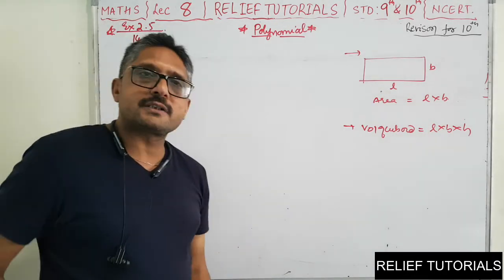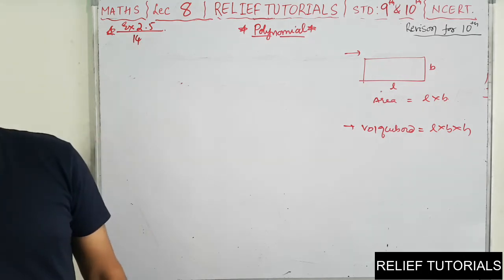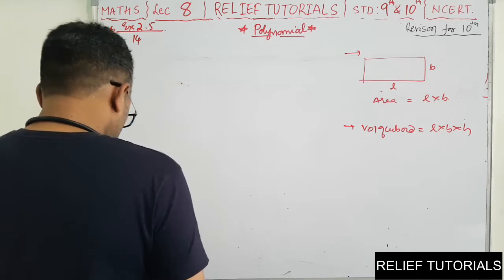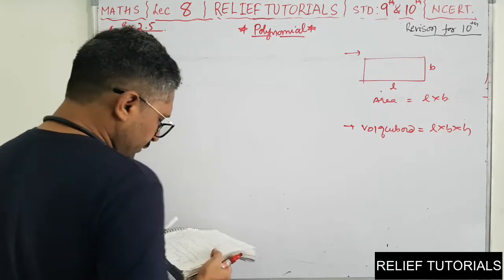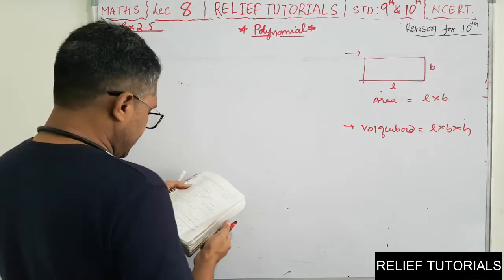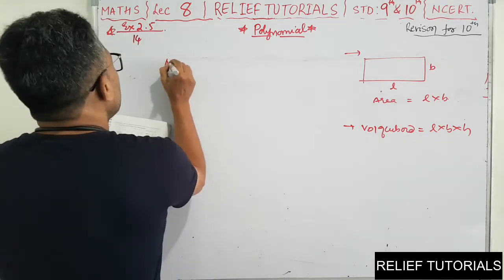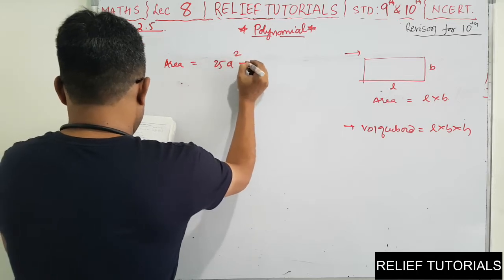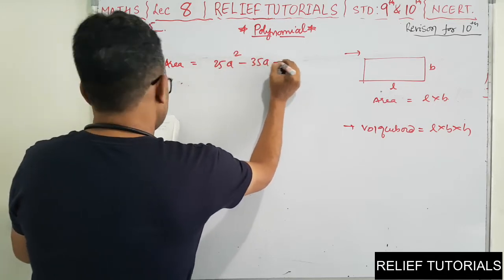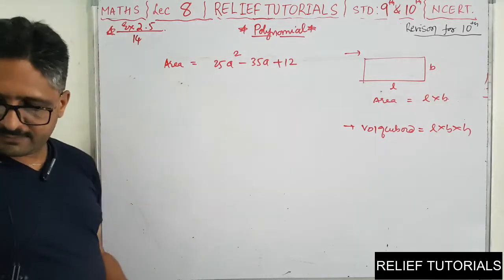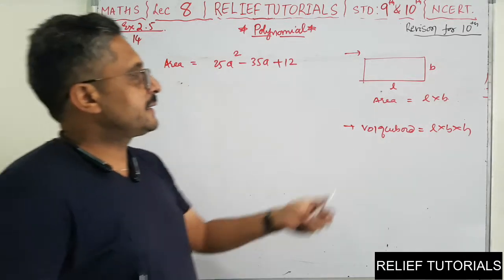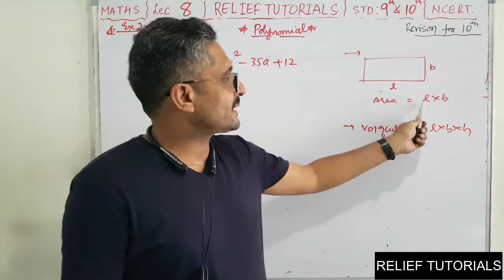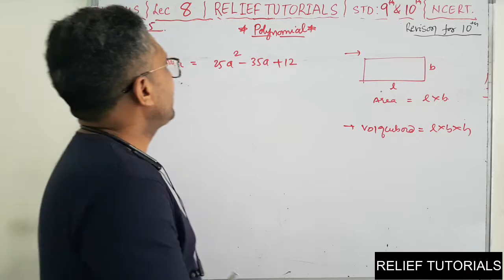Now based on this, we are doing some problems. See, problem number 14. Without actually multiplying, give a possible expression for the length and breadth of each of the following rectangles. See, here the area of the rectangle is given. Area is 25a square minus 35a plus 12. This is the area of the rectangle. But area, you know, is length into breadth. So area is nothing but the product of length and breadth. So you will find the factors of this.